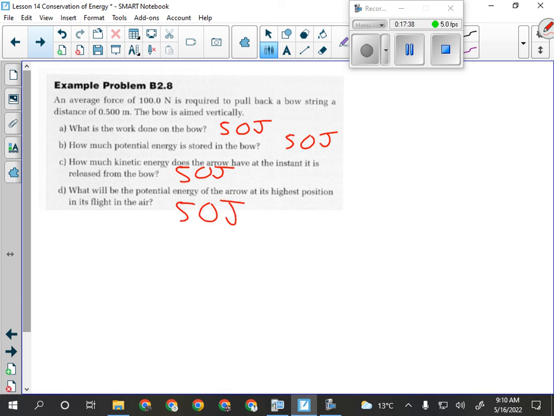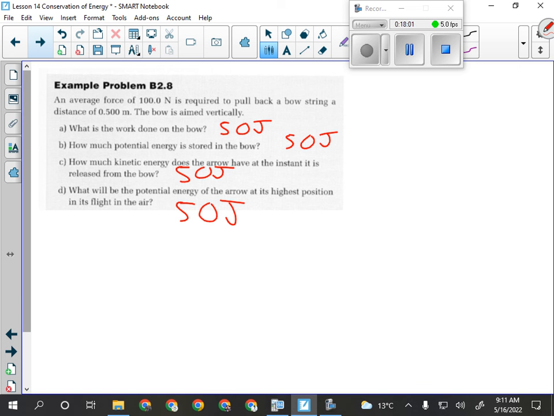It can only have 50 joules. It can't have more than that. It only got 50 joules from me, from the bow, from the kinetic to go upwards. Okay? It's going to have 50 joules. Could I calculate its maximum height? Yeah, pretty easily. That's stuff we were doing last week. Does that make sense?